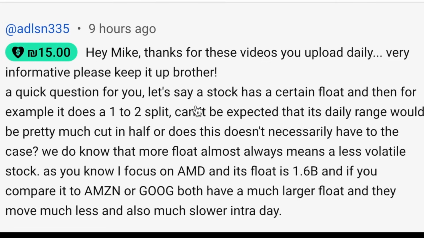The first one actually comes from one of our members, and I appreciate the extra love there. He's a great supporter of the channel. It says, quick question for you. Let's say a stock has a certain float, and then, for example, it does a 1 to 2 split. Can it be expected that its daily range would be pretty much cut in half, or does that not necessarily have to be the case? We do know that more float almost always means a less volatile stock.